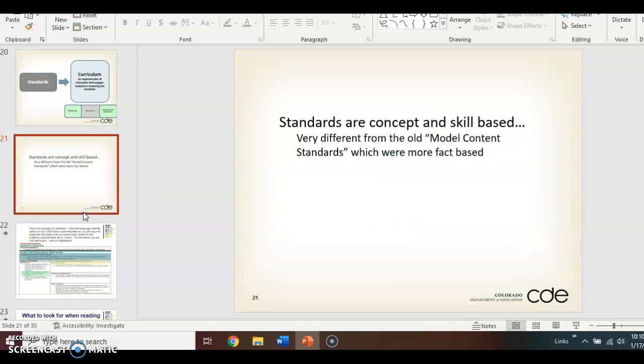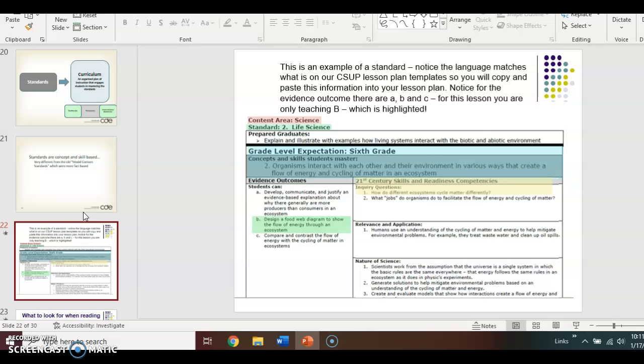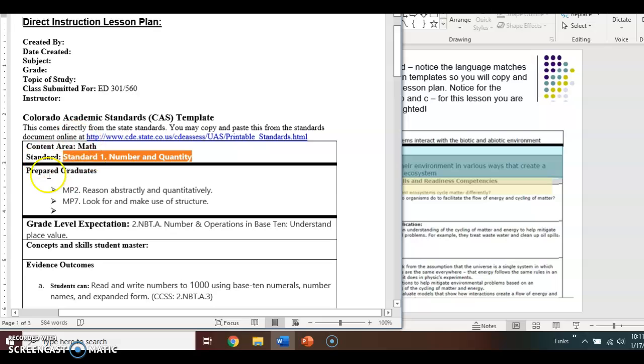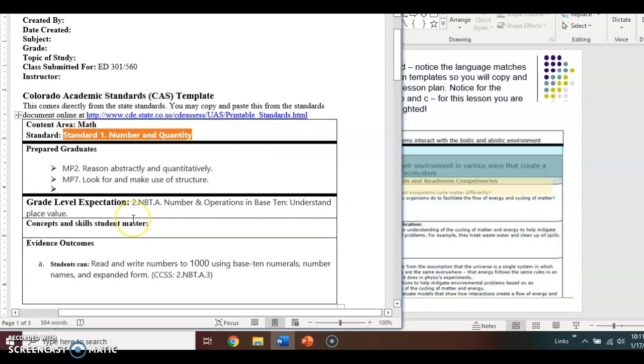All right, so just clicking through the PowerPoint, we talked about standards in another video. This is what they look like. Remember, when you were teaching a standard, you were not teaching everything on this page. For example, you were teaching the evidence outcome, but you were only teaching D, design a food web diagram to show the flow of energy on an ecosystem. That's all you would be teaching in 6th grade on this one day, on this one period, on this one lesson plan. And remember, a lot of this language, prepared graduates, grade level expectation, all of this is in the standard, which will then be plugged in into your lesson plan. And I showed you that in another video, how you copy and paste this information into your lesson plan.